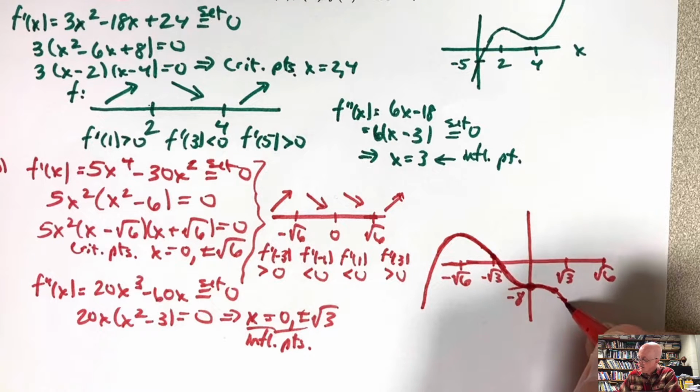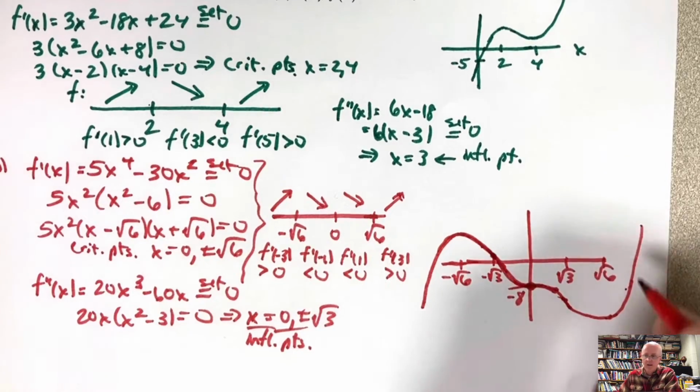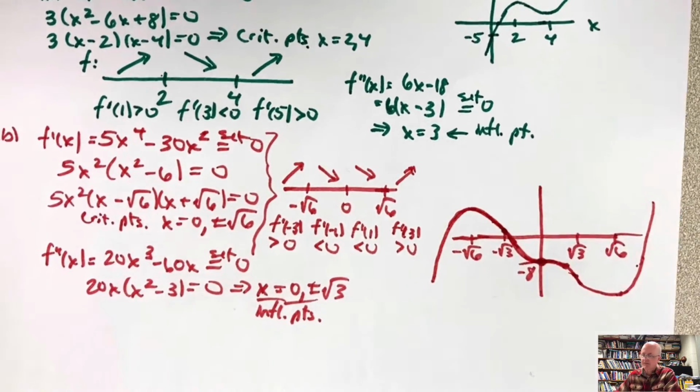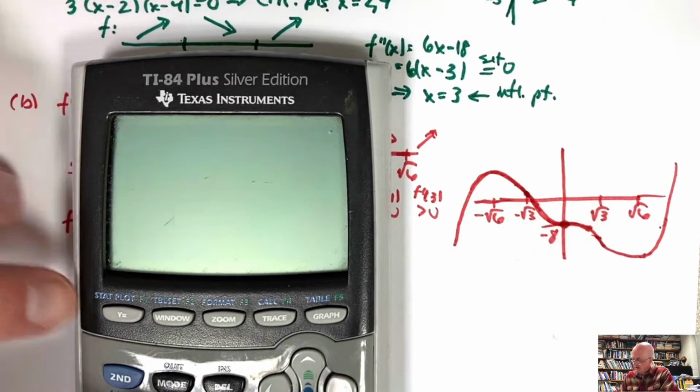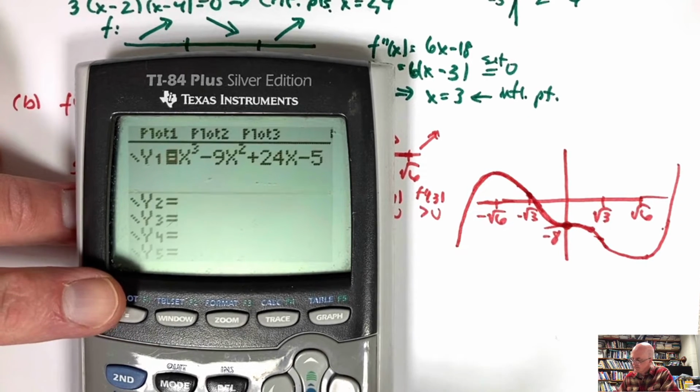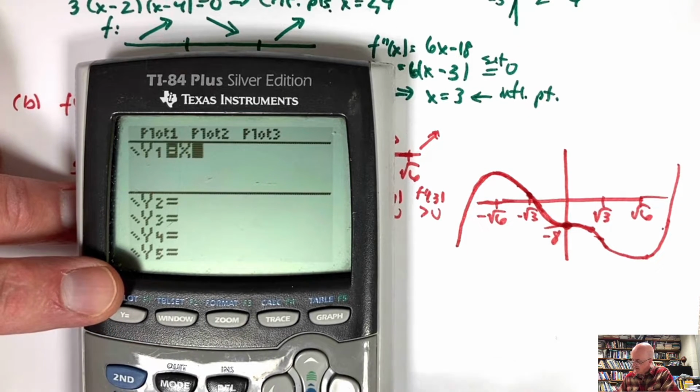Another inflection point here and a local minimum here. Something about like that is what the graph looks like. Let's do it now. X to the 5th minus 10x cubed minus 8.